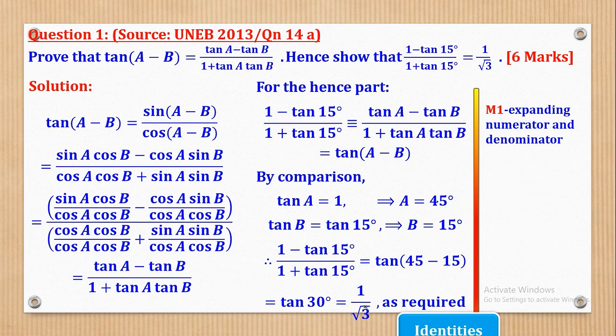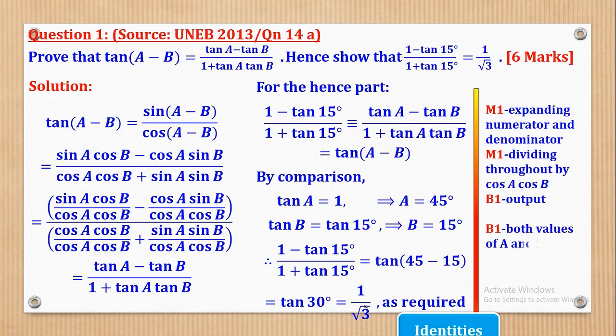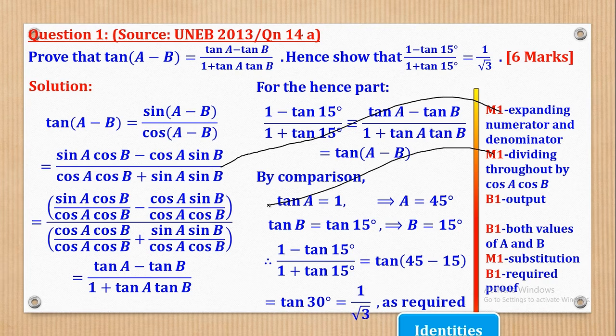Now let's see how much can be awarded. So M1 is for expanding numerator and denominator. So this expansion, that is M1, then M1 for dividing through by cos A cos B, and this B1 is for the output, then B1 for both values of A and B, M1 for substitution, and B1 for the required proof.